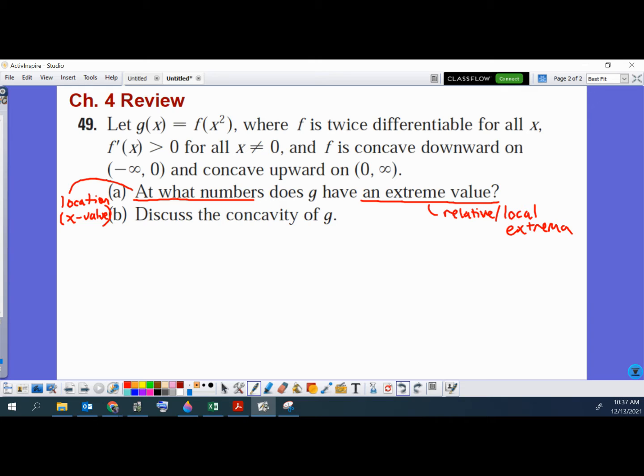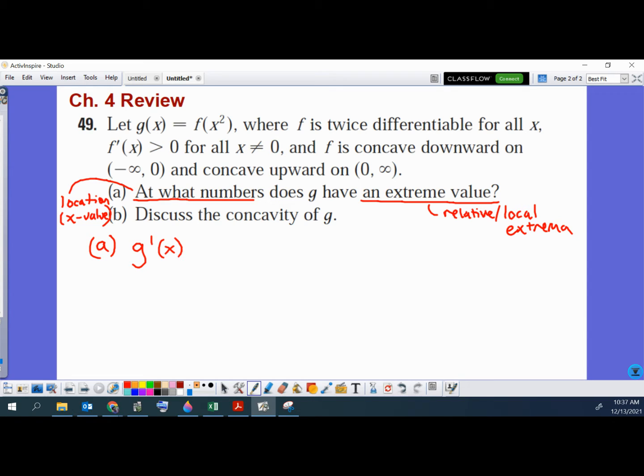So that's the first thing I'm going to do. If I want to talk about relative maxes and mins on G, I need G prime. And if I want to talk about the concavity of G, I need G double prime. So let's start with G prime. And I'll just go ahead and label this as part of A's work, but we're going to use that G prime in B also in order to get G double prime.